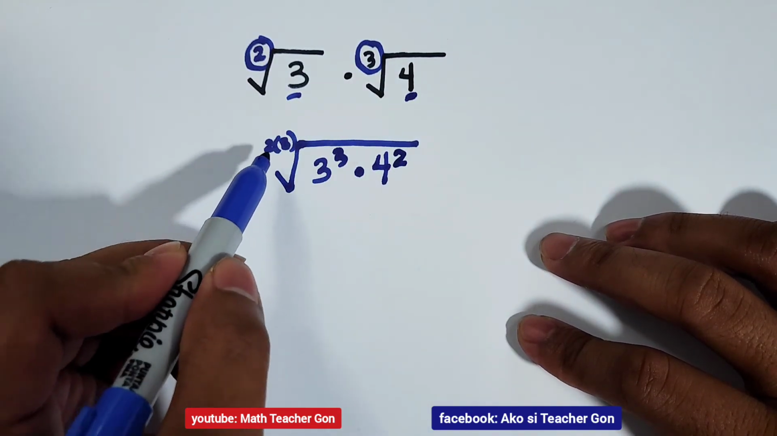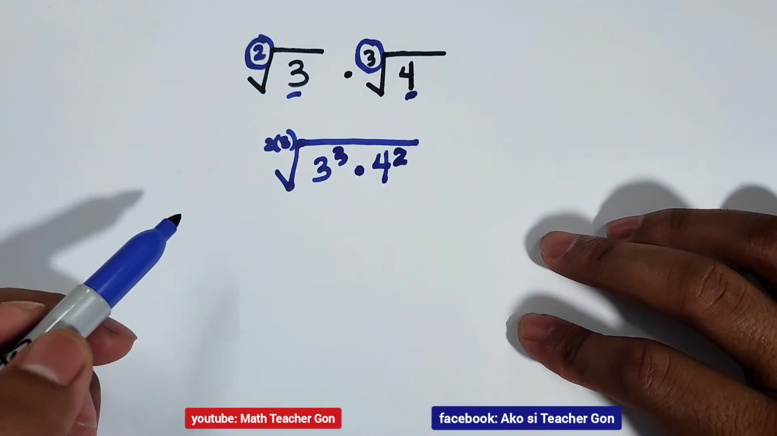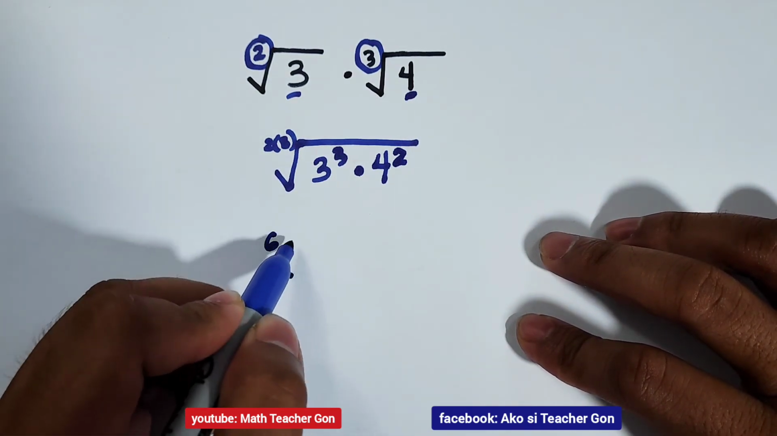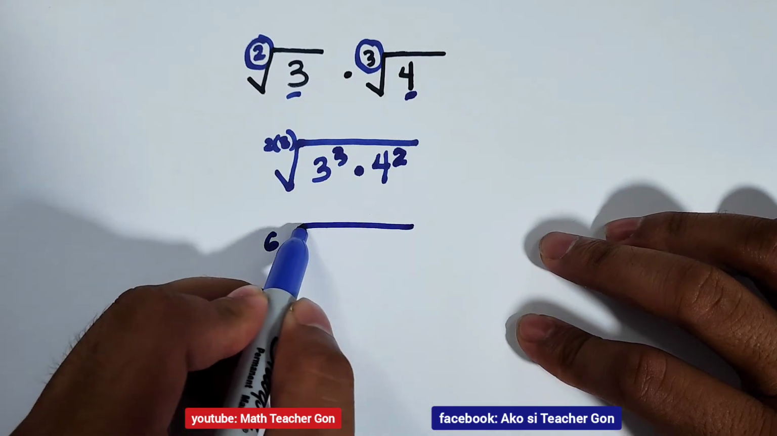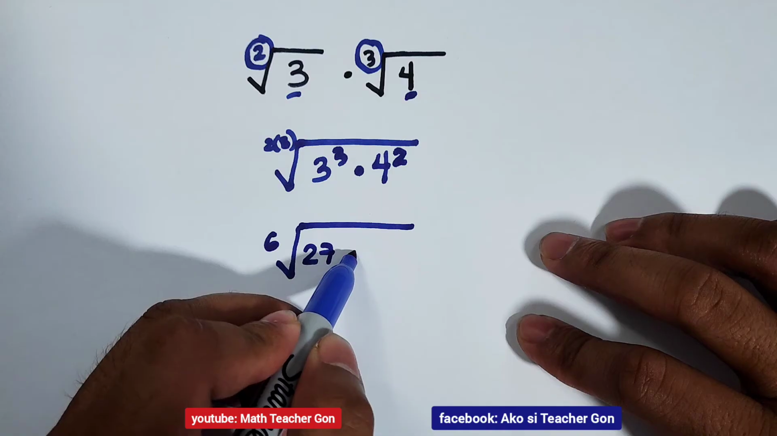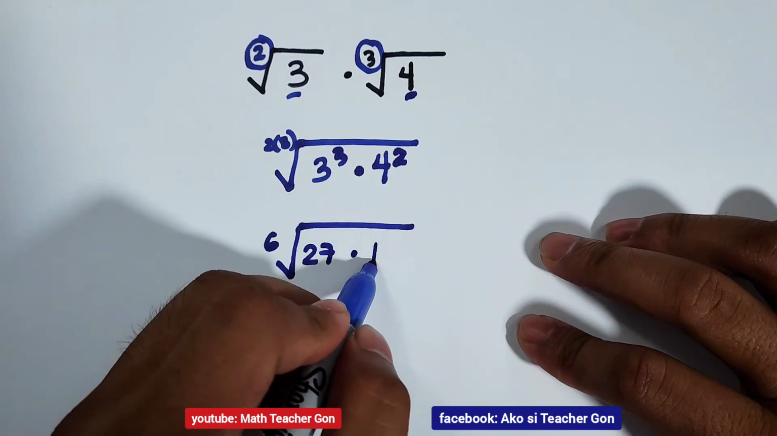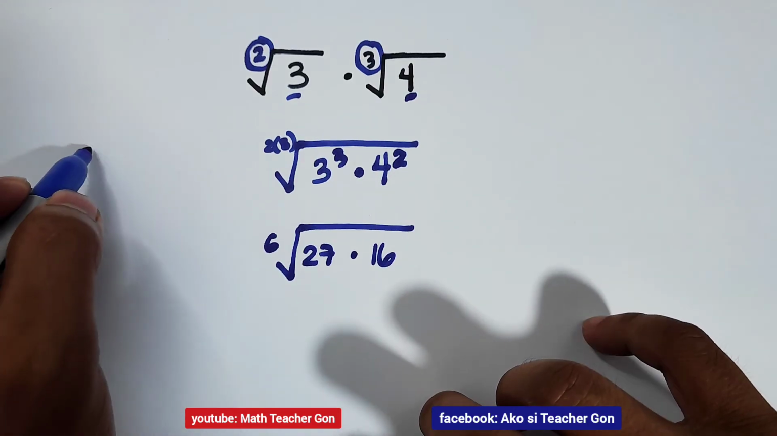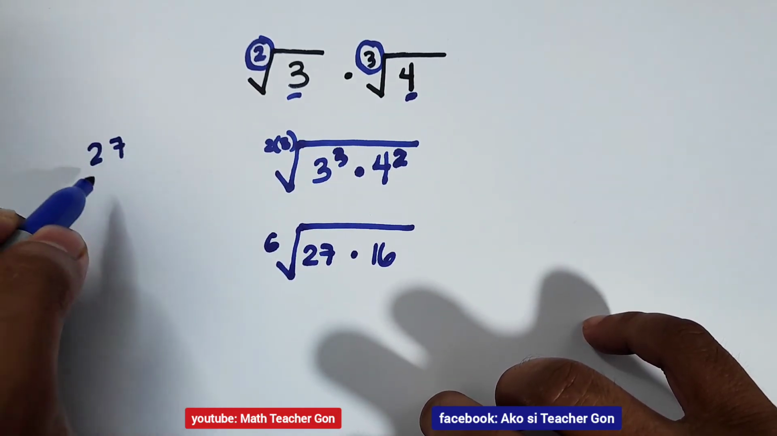So what we need to do is to multiply these numbers. 2 times 3 is 6. So it will become the sixth root of 3 cubed, which is 27, times 4 squared, which is 16. So what we need to do is to multiply 27 and 16. So let us multiply.